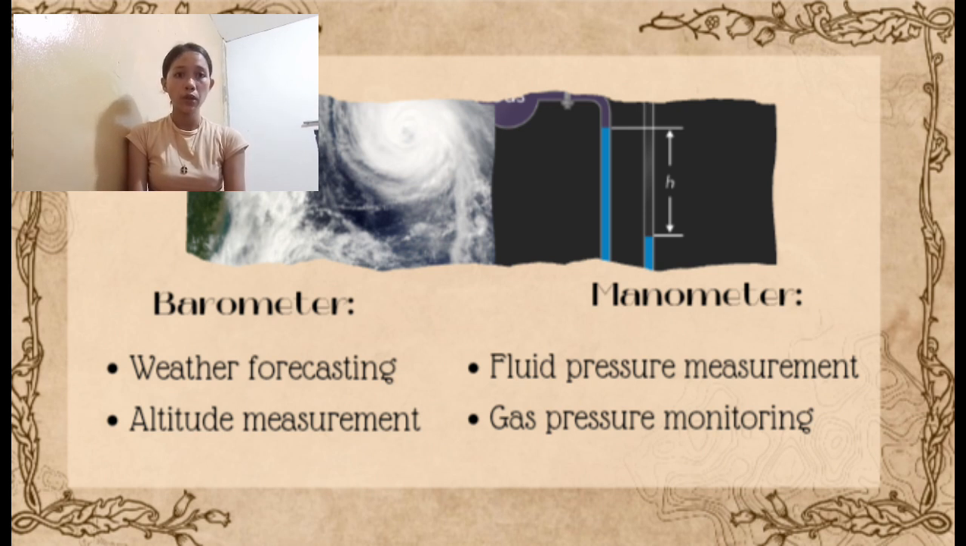A manometer and barometer can be used in various ways, including measuring weather changes and measuring gas in confined spaces. A barometer can be used in weather forecasts and altitude measurement, showing whether the atmospheric pressure increases or decreases at that particular altitude. Meanwhile, a manometer can be used in fluid pressure measurement and gas pressure monitoring. This provides a simple visual presentation of how pressure affects fluid behavior.